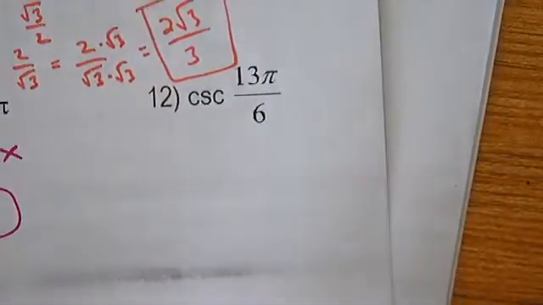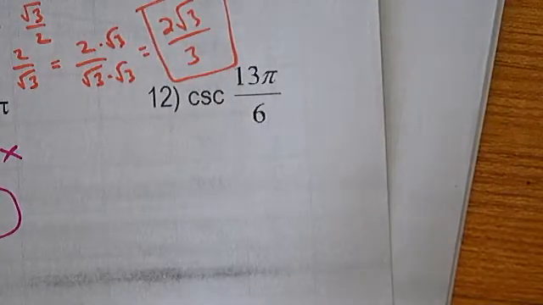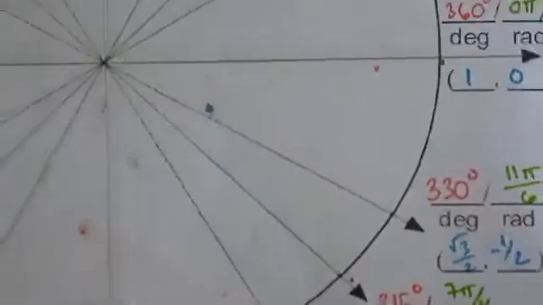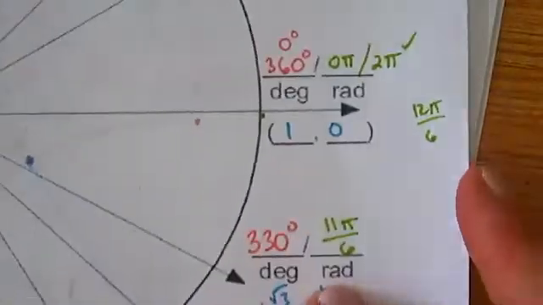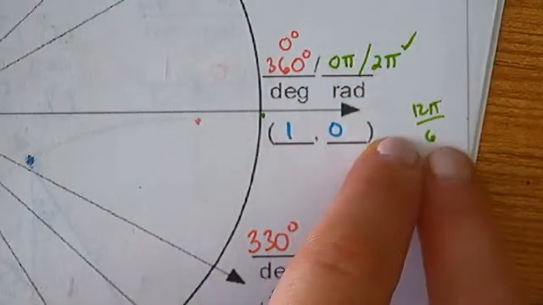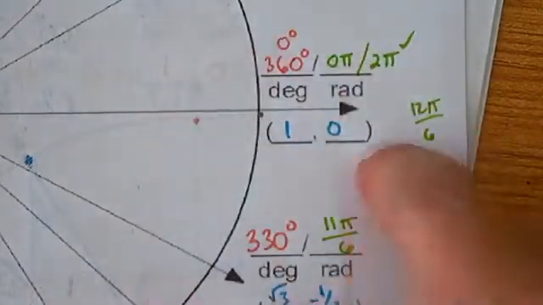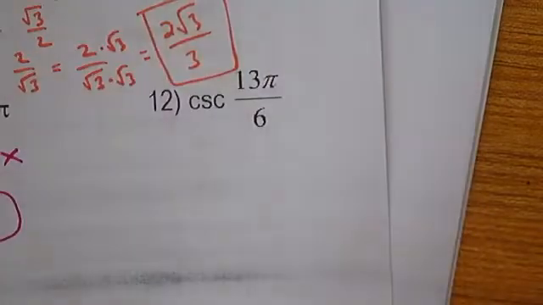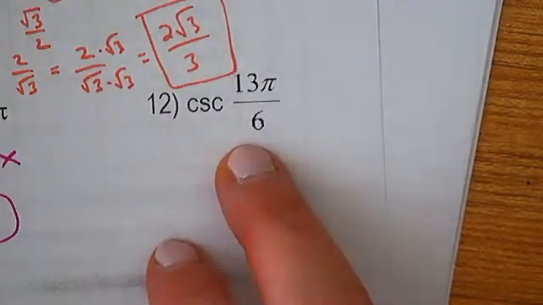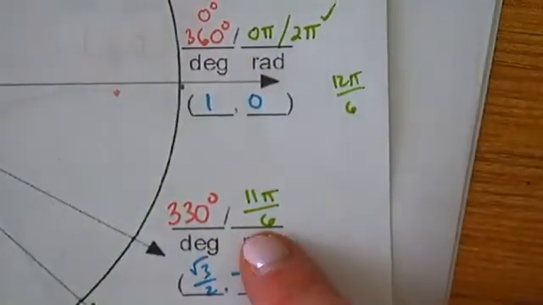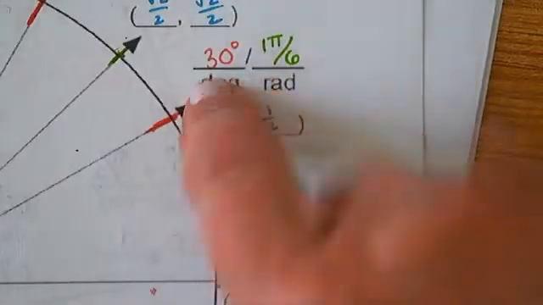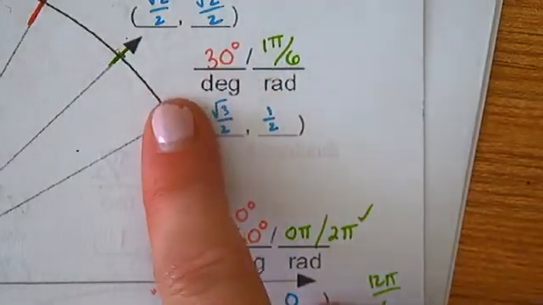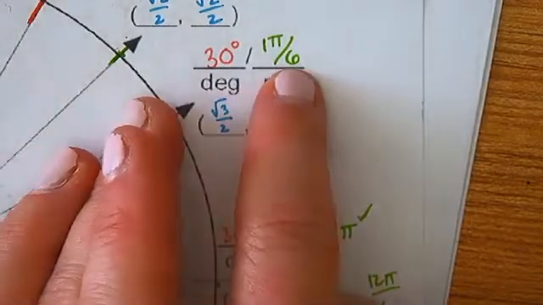Okay, let's do one more. Let's do cosecant of 13 pi over 6. The highest radian I see is 11 pi over 6. And then we know that 2 pi is the same as 12 pi over 6, right? Remember the counting? So how on earth am I going to find 13 pi over 6? Well, if this is 11 pi over 6 and this is 12 pi over 6, then this is 13 pi over 6. So 13 pi over 6 on the unit circle is equivalent to 1 pi over 6.